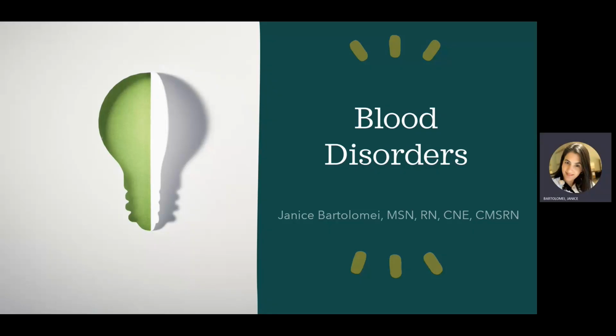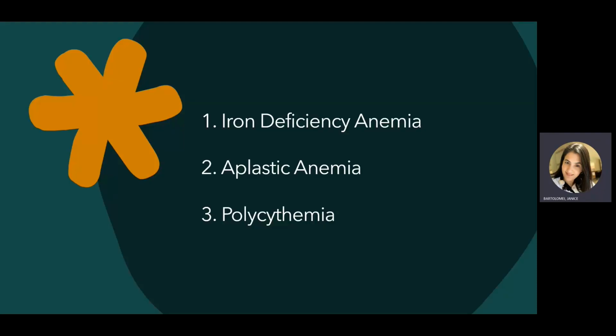Hi guys, this is going to be blood disorders lecture, and we're going to be talking about three of the disorders that we cover in adult: iron deficiency anemia, aplastic anemia, and polycythemia.